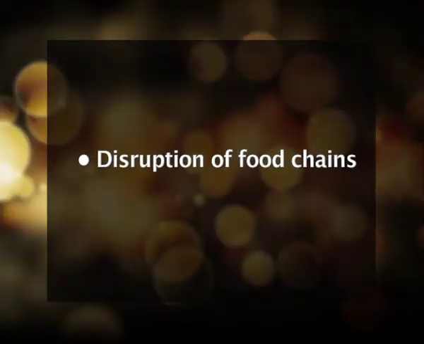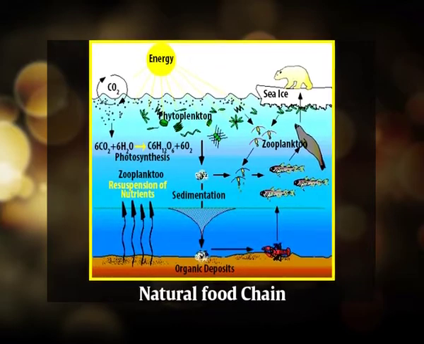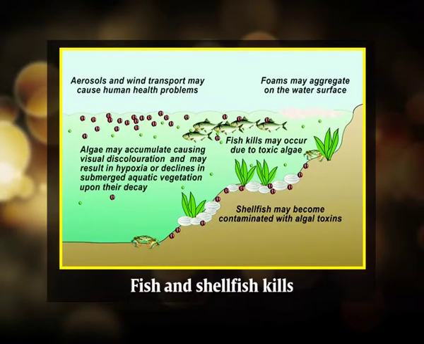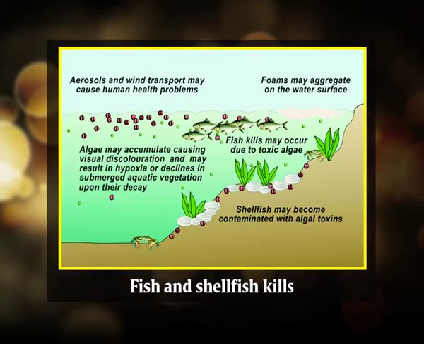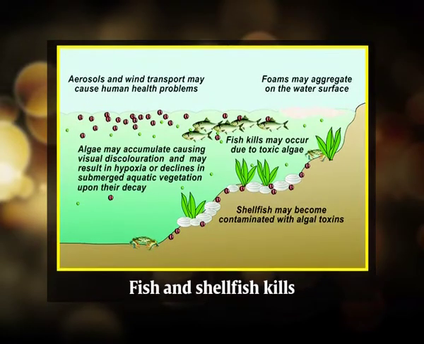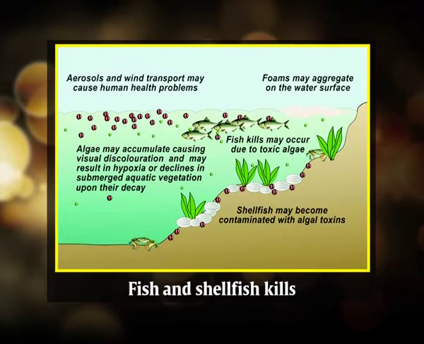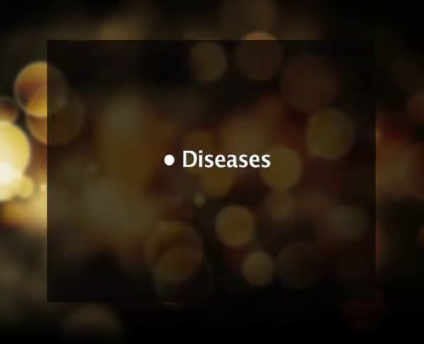Disruption of food chains. Water pollution disrupts the natural food chain as well. Pollutants such as lead and cadmium are eaten by tiny animals. Later these animals are consumed by fish and shellfish, and the food chain continues to be disrupted at all higher levels. Diseases. Eventually, humans are affected by this process as well.